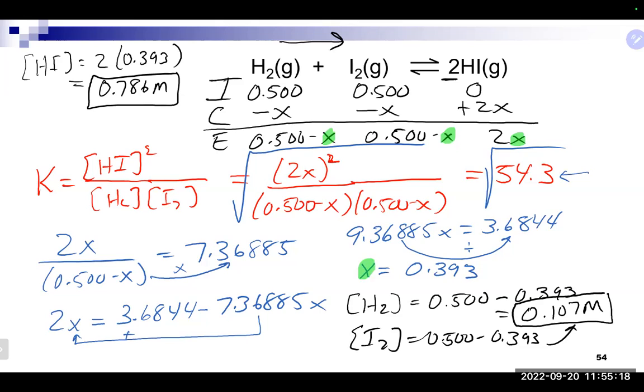We also have a relatively large value of K, and we do see a little bit more of the products there at equilibrium. So kind of makes sense as well. Any questions on that one? All right, fun with math. Here we go. Let's try another one here.